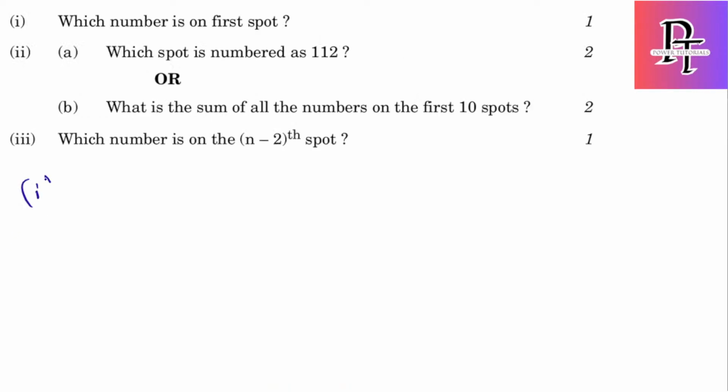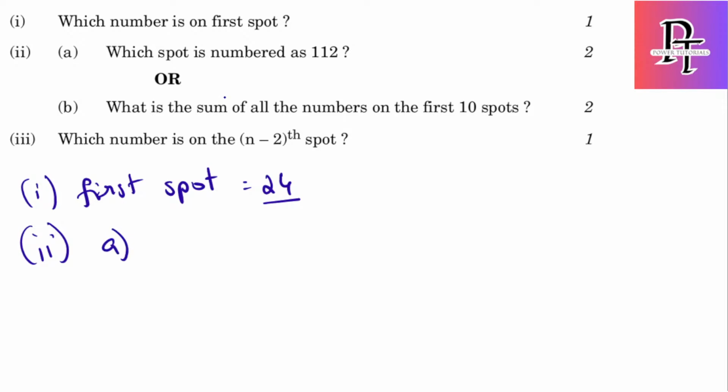A part, what is the first spot? We already got the value, which is a is equal to 24. First spot is equal to 24. Second, here also we have two options, either you can solve first one or second one. So let's solve both. A part, which spot is 112?